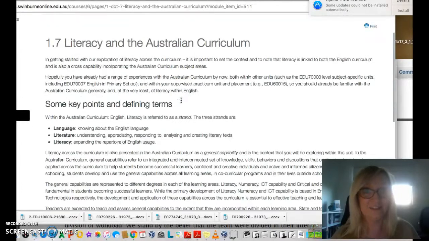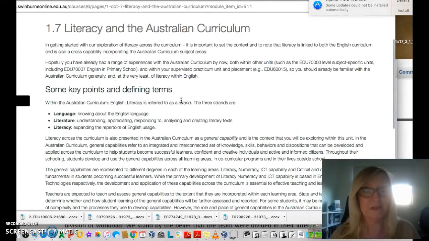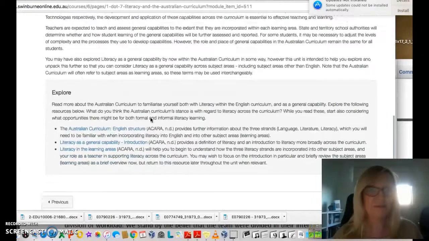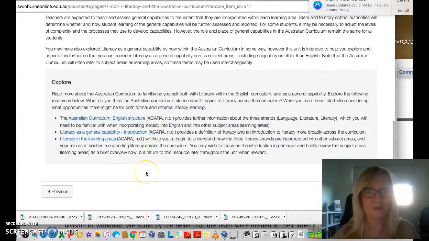Now, literacy in the Australian curriculum is pretty much the whole basis of this unit. So you are looking at the three areas: language, literature, and literacy. And these are the areas that I want you to explore this week. So have a look at these. We've got the English structure, which you would have had a look at already in your English unit. This is the important aspect here.